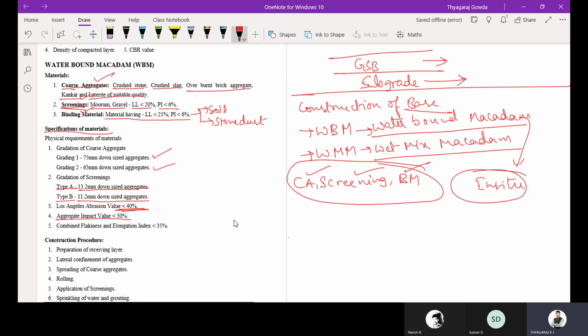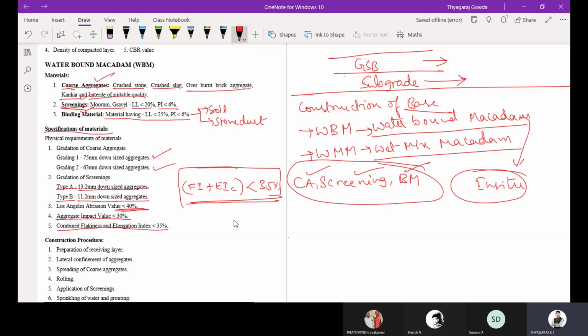than 30% and combined flakiness and elongation index should be less than 35%. So whenever you select the aggregates, the combined index of the aggregates, especially the combined flakiness and elongation index, should be less than 35%. So this is the common thing you can write for all the layers: the combined flakiness and elongation index is less than 35%.